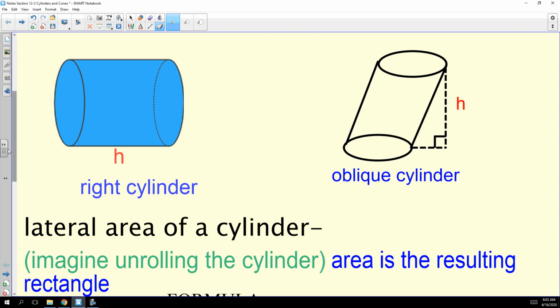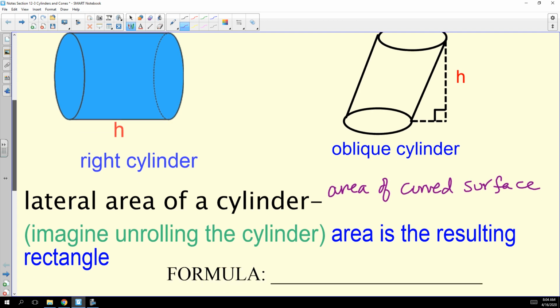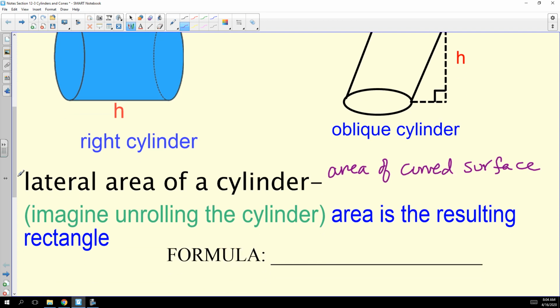So the lateral area of a cylinder is the area of the curved surface of the cylinder. Okay, so imagine for lateral area that you took something like a paper towel roll or a toilet paper roll and cut it vertically along the curved surface and then unrolled it, and the area is a rectangle. So how do we find the lateral area of a cylinder?